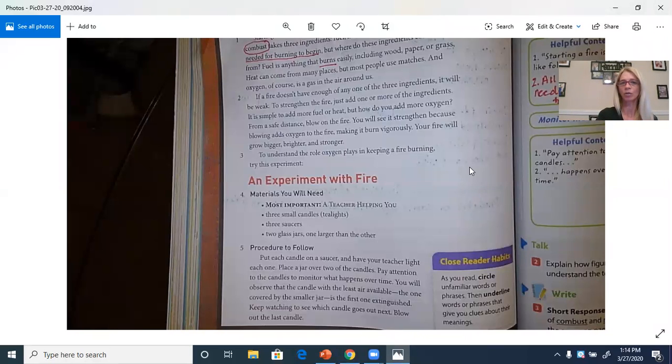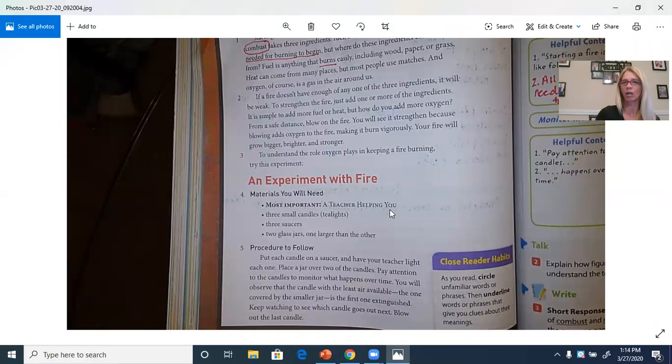So we're going to go back to an experiment with fire. It says the materials you will need. Most important, a teacher helping you. 3 small candles, tea-light candles, which are the small ones that he showed in the video. 3 saucers, 2 glass jars, one larger than the other.